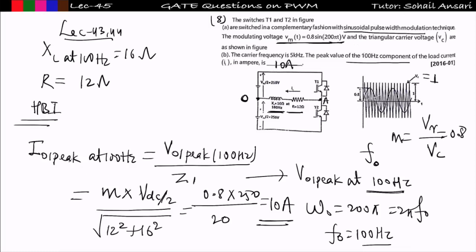What I told you when I was teaching you the sinusoidal PWM technique is that in each and every problem they will ask you the peak value of fundamental output voltage or peak value of fundamental output current. That depends upon the modulation index, and the derivation I already explained to you in lecture number 43 and 44. Go through that and apply those concepts in solving the problem. So the answer of this question is 10 ampere.